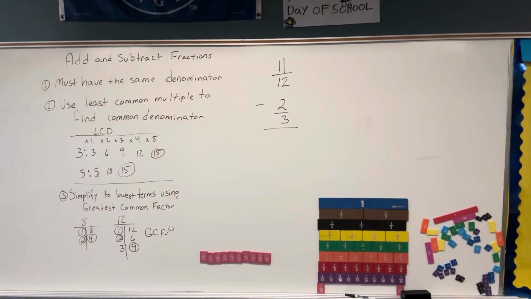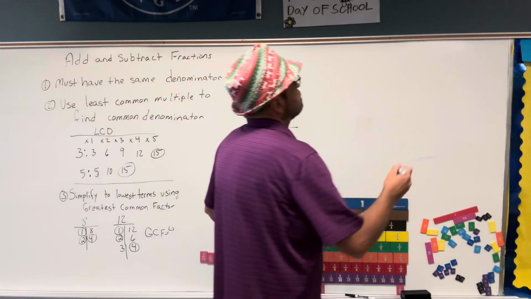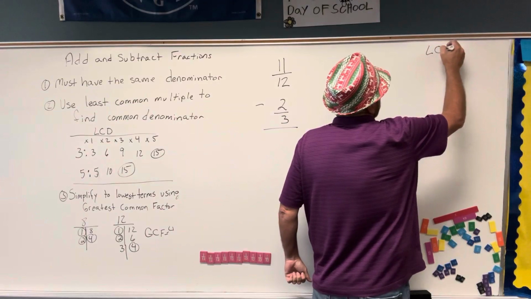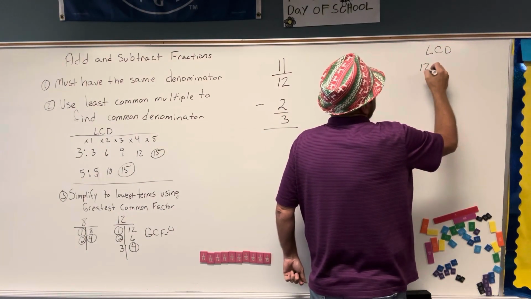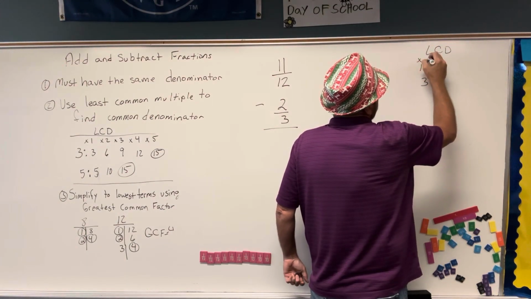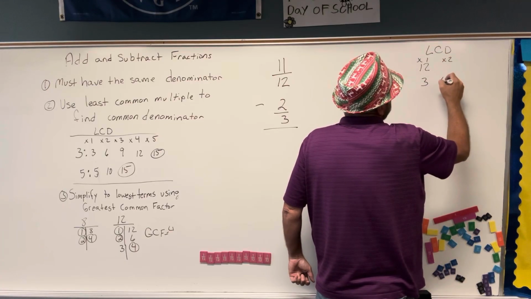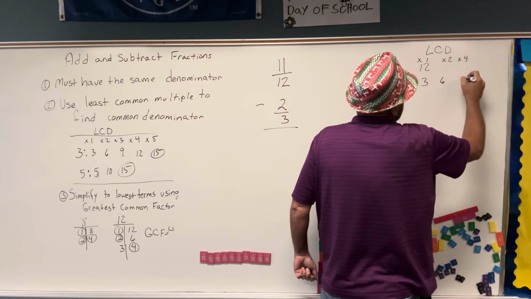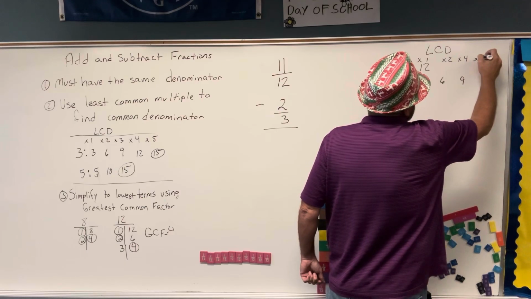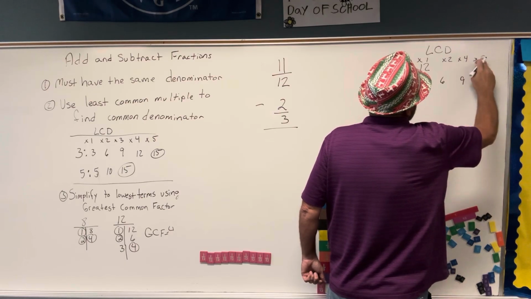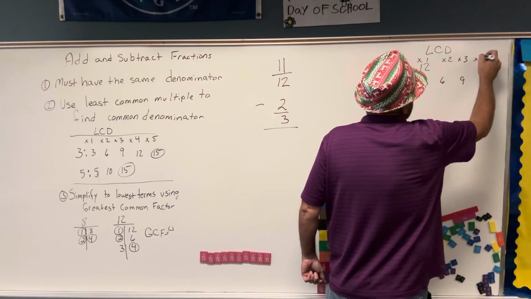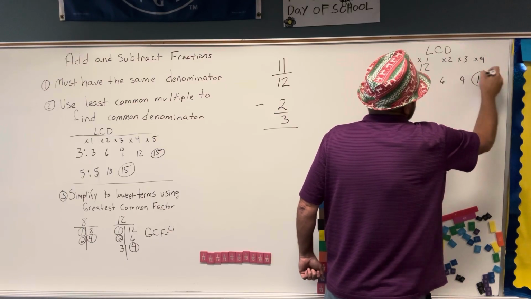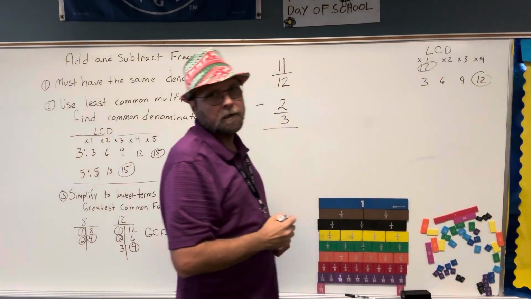I have 11/12 minus 2/3. I cannot subtract them the way they're written because they don't have the same denominator. If I find my least common denominator, or LCD, for 12 and 3, that'd be 6, that'd be 9, now 2, that's 3, that's 4, and that's 12. 12 is my least common denominator.